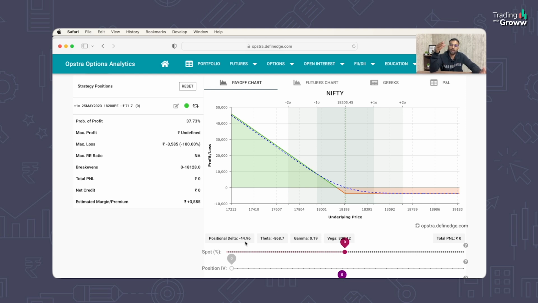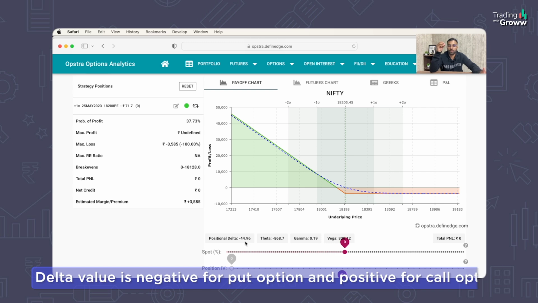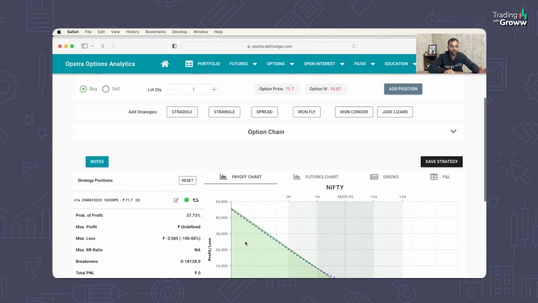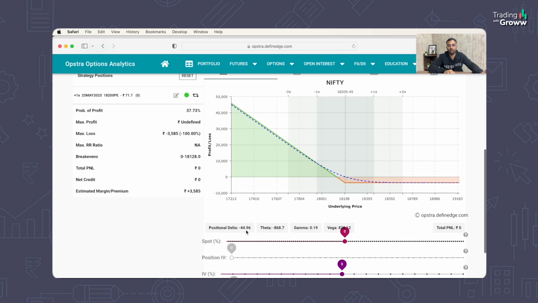So usually the delta value of a put option will always be negative and the delta value of a call option will always be positive. This is the same whatever the strikes, the ATM strikes or OTM strikes, everything would be similar to what we have seen in the call option. So at the money option, if there is a 100 points underlying move, then this is going to move 44 points. The ATM option is going to move approximately 44 or 45 points.